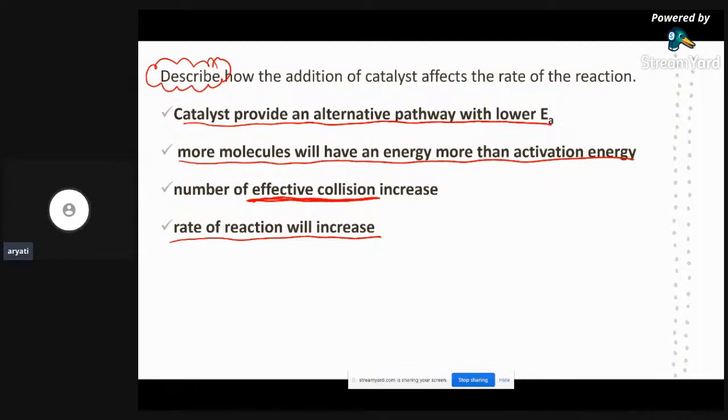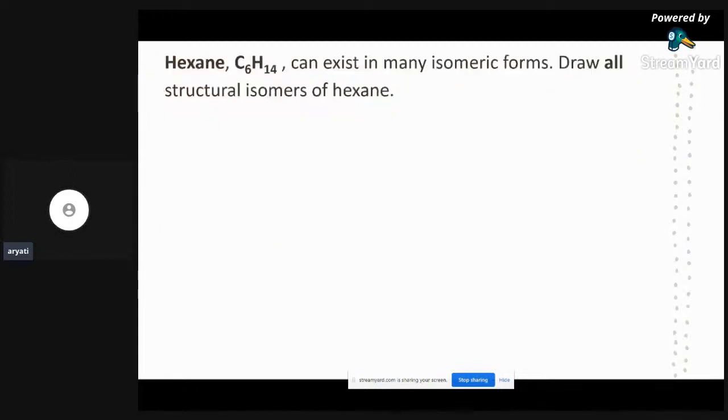For question number 5 for year 2017-2018. Now I will proceed to question number 6. Hexane can exist in many isomeric form. Draw all the structural formula. So draw all structural formula of hexane.